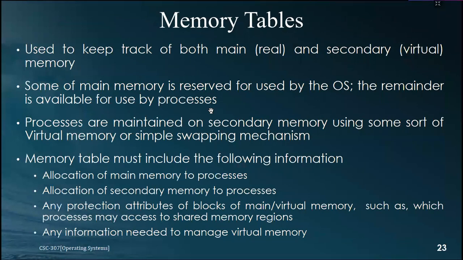So as you can understand from the definition, the memory table keeps track of both the main, the real memory, and the secondary, the virtual memory. So it keeps track of all the memory. Some of the main memory is reserved for use by the operating system. The remainder is available for use by the processes.